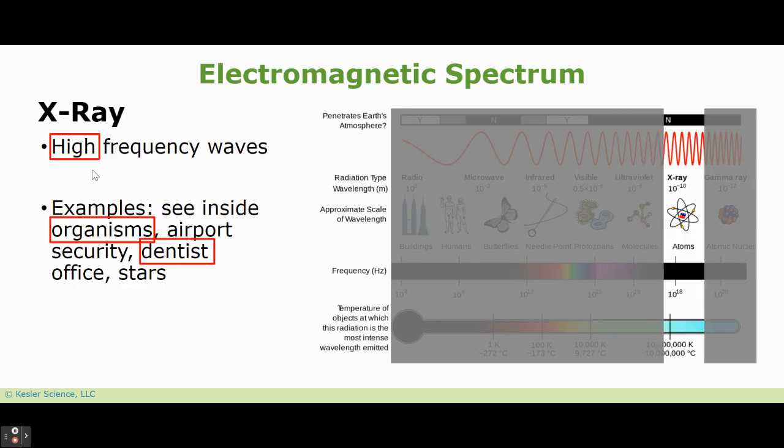X-ray. This has pretty high frequency waves, but it's not the highest. You can see in comparison to radio waves, that it has a higher frequency and shorter wavelength. Some examples are how we see inside organisms. If you break your wrist or your leg, they use those X-ray waves in order to take a picture of your insides. Airport security, dentist office, stars. Those are all examples.